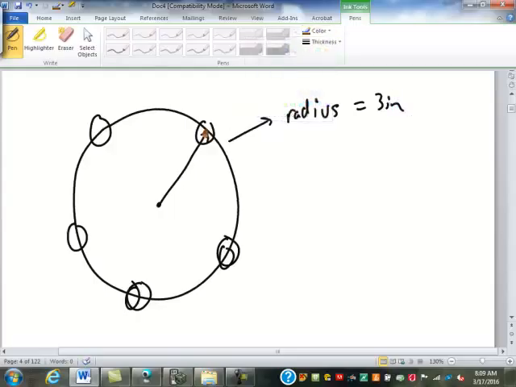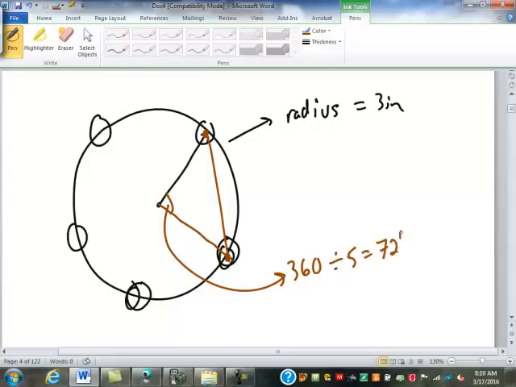I want to know the center to center distance from one hole to the next. To do that, I'm going to draw this triangle in here, and I'm going to find this angle. What's that angle going to be? Well, 360 divided by 5 does give us 72 degrees. Where'd the 5 come from? 5 holes. Technically, it's 5 spacings between holes, but there's 5 holes and 5 spacings. So that's 72 degrees.